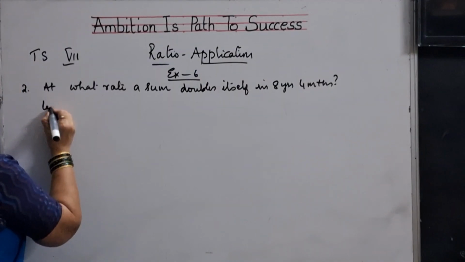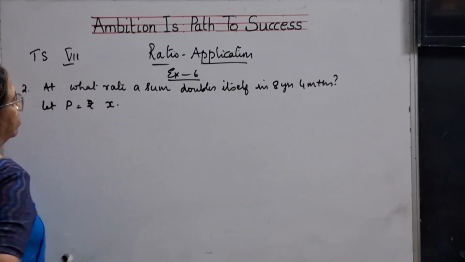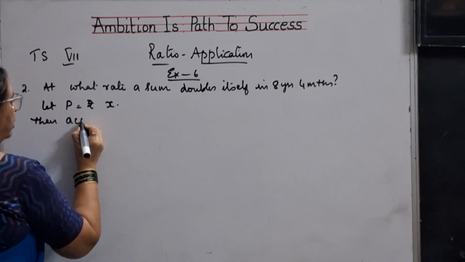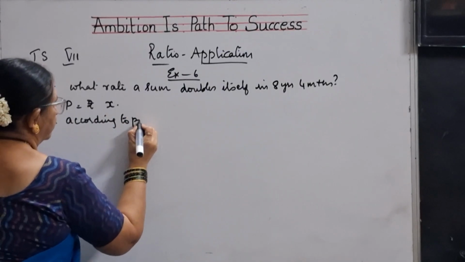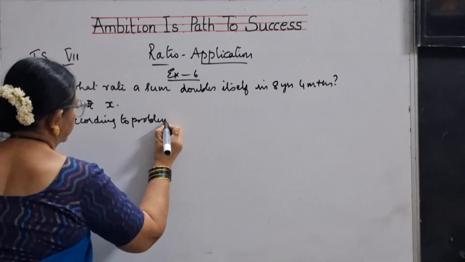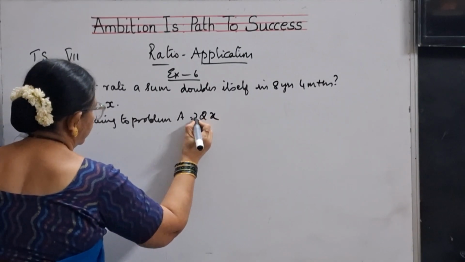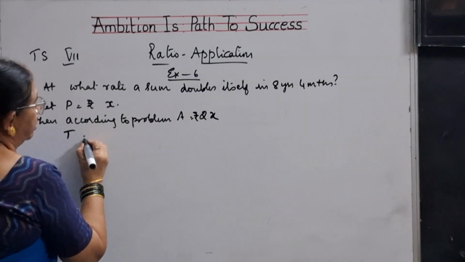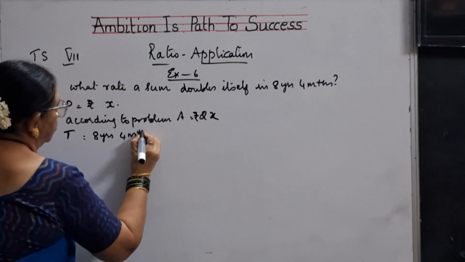So we don't know principal. So let P be equal to rupees X. Then, according to the problem, amount is equal to twice, rupees 2x, because they said twice. And time is given, 8 years, 4 months.